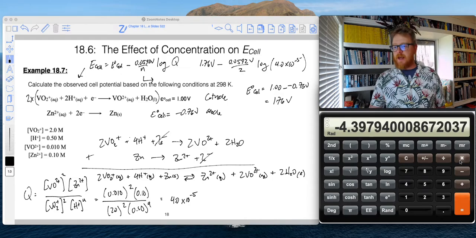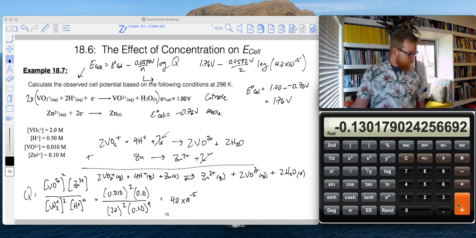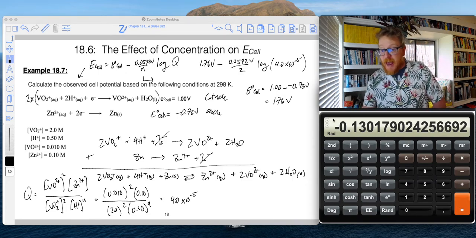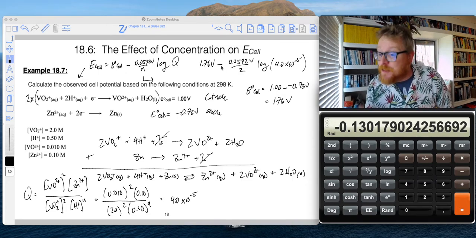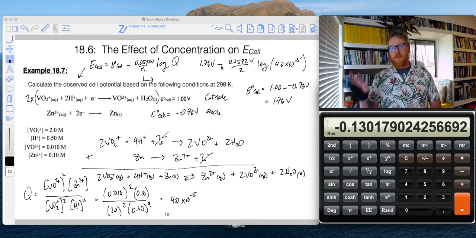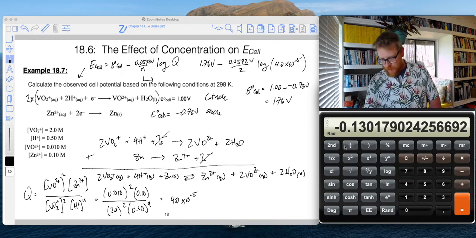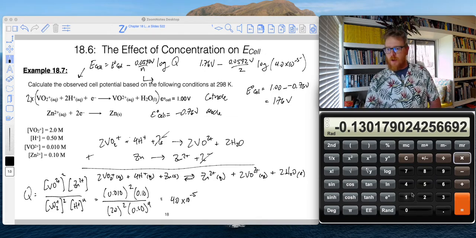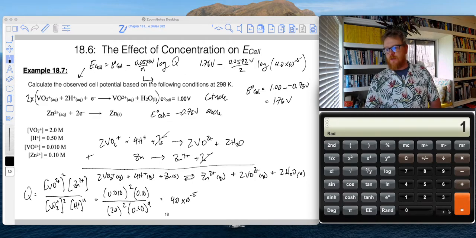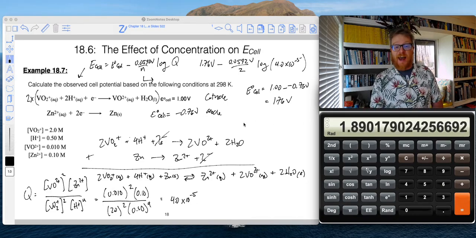And then now I'm going to say times 0.0592 divided by 2 equals. And then now notice that that's a negative number, but I have a negative sign in the equation. So that's going to be a negative negative, which is going to turn that positive. So I'm just going to say times negative 1 to make my life a little bit easier. And now we'll say plus the 1.76 volts. And I get 1.89 volts.